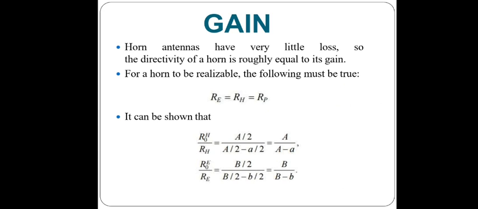Just to observe that, here R0H by RH is equal to A by 2 by (A by 2 minus a by 2). This completely depends on the geometry, A by (A minus a), right? So R0E by RE is equal to B by 2 by (B by 2 minus b by 2), which is equal to B by (B minus small b).